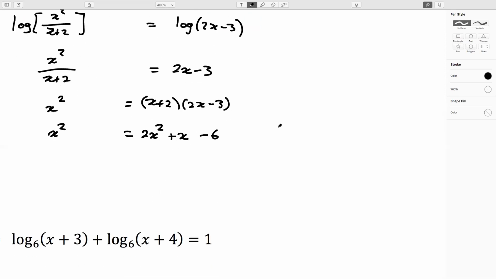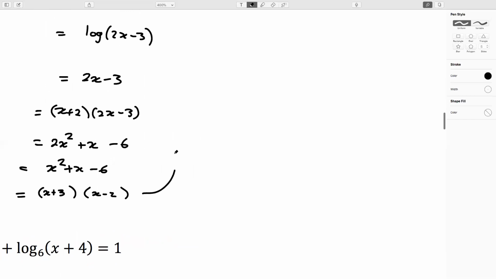We're almost done. We need to move everything to one side and factor it. So we're subtracting x squared: 0 equals x squared plus x minus 6. All right, we can now factor this. 0 equals x plus 3 times x minus 2. And we now have our options for answers. Our answers are going to be x equals -3 or x equals +2.